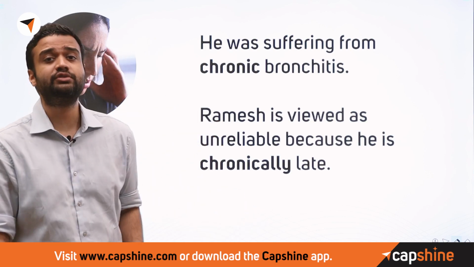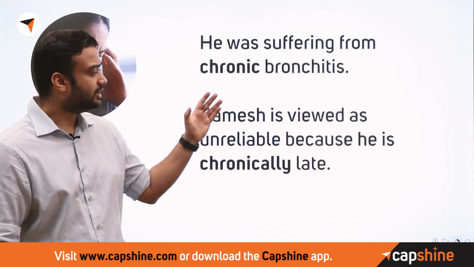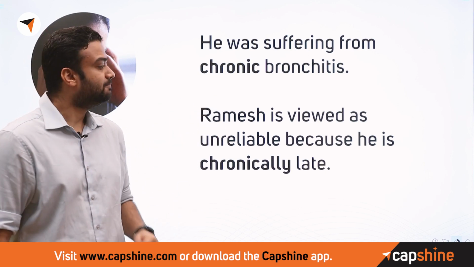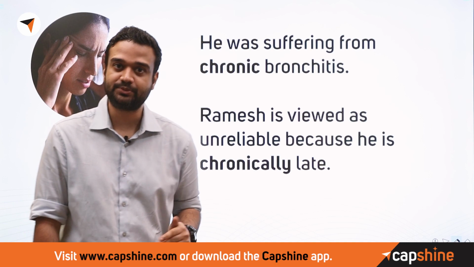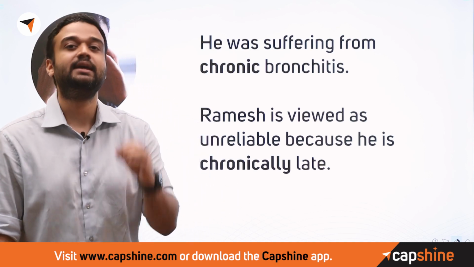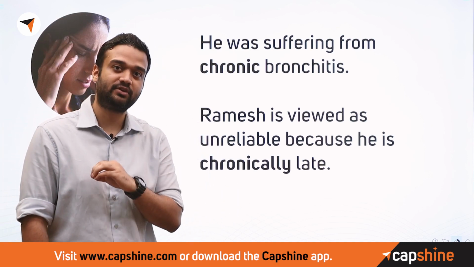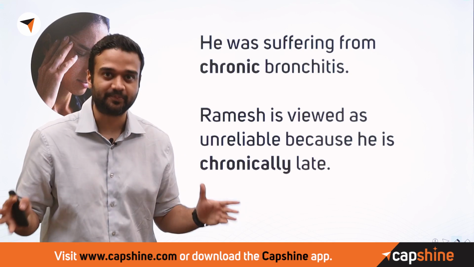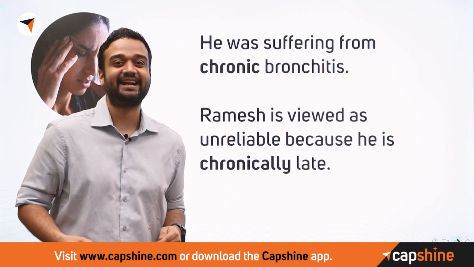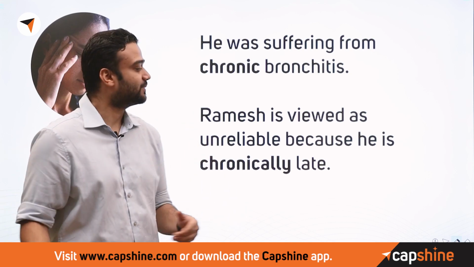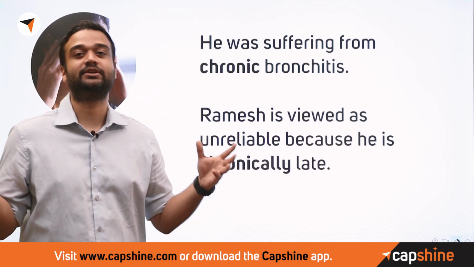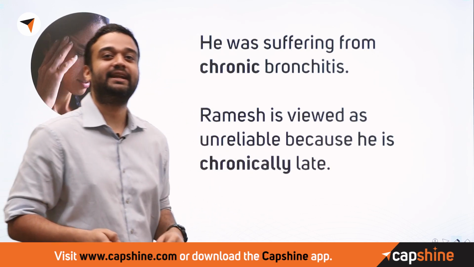You could also use this in a different context. Ramesh is viewed as unreliable because he is chronically late, which means every time he has to come in, he is always late. It's a behavioral trait and he's been doing it forever, right? So you can imagine someone who does that, you would not rely on them that much. Chronic, which means lasting for a very long time. Let's look at the next one, shall we?